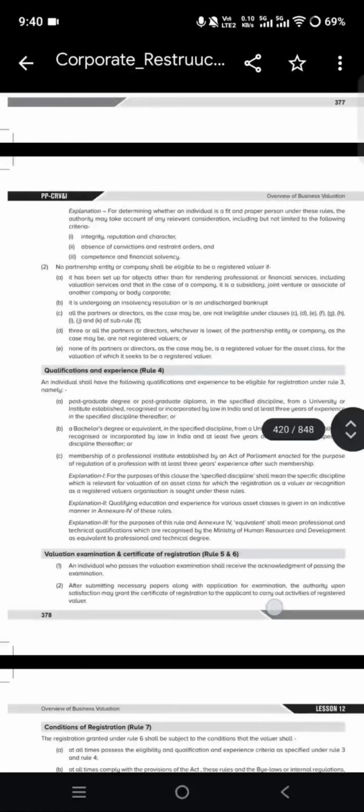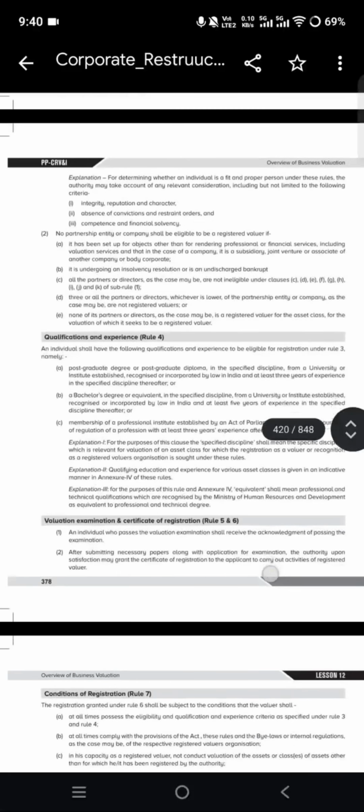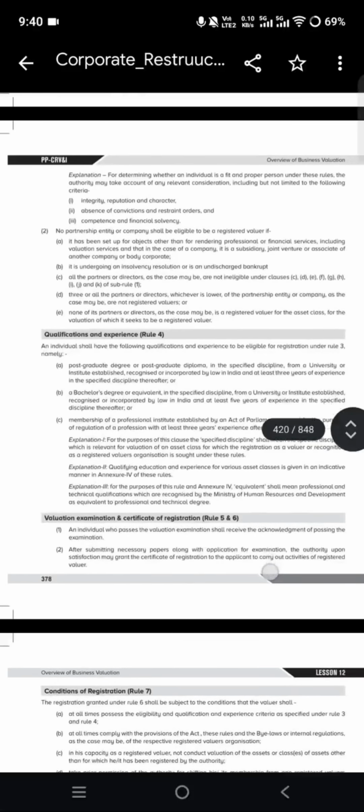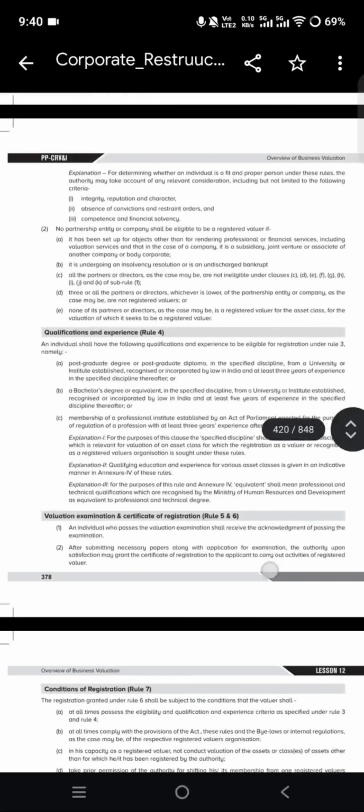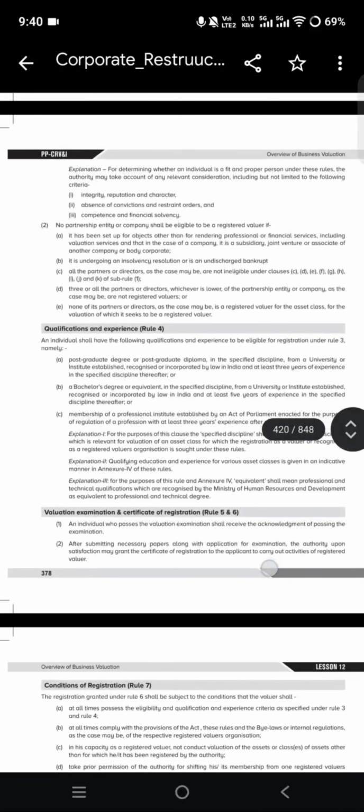if, until now we have read about individuals, now about partnership entity or company, it has been set up for objects other than rendering professional or financial services, including valuation services, and, in the case of a company, it is a subsidiary, joint venture or associate of another company or body corporate. So a company should not be a subsidiary, and in the case of a partnership, other than partnership forms, if it is undergoing insolvency.